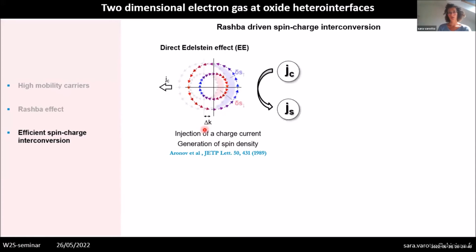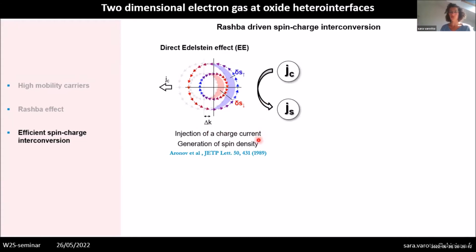And if so, by doing so, spin density will be created by the two Fermi contours, this red one and blue one, where the outer one will be larger in magnitude, in absolute value, compared to the inner one. So we have a net spin density generated by a charge current.